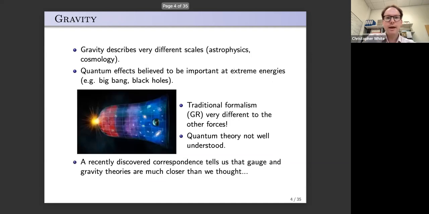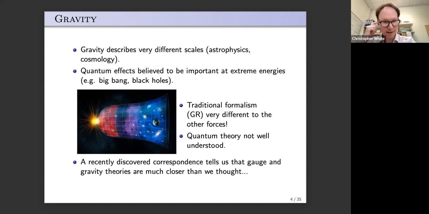Gravity, however, operates on very different scales. So it's relevant for astrophysics and cosmology. But quantum effects, of course, are believed to be important at extreme energies, such as the Big Bang and the centers of black holes. So yeah, now what we know, of course, is that the traditional formalism of gravity, by which we might mean general relativity, or we might mean extensions of it, those traditional methods make it look very, very different to the other forces in nature. And it's also true that the quantum theory is not very well understood. Now, we have some candidate theories, of course, like string theory and other ones that do look at quantum aspects of gravity. But of course, it's still fair to say that we're not there yet in terms of having a quantum theory.